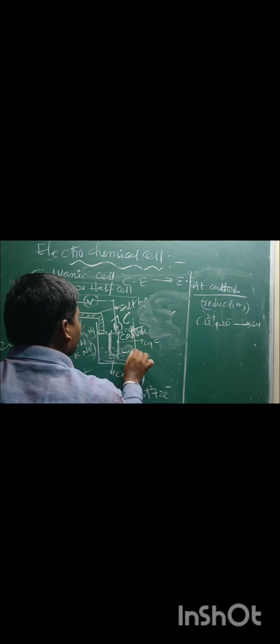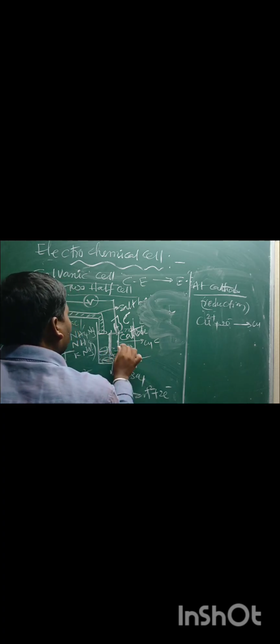Due to the reduction process occurring at the cathode, it acquires positive charge. Here negative charge is developed, and here positive charge is developed. Each acquires the opposite charge to neutralize the reactions. That's why in the electrochemical cell, the anode electrode acts as the negative terminal and the cathode electrode acts as the positive terminal.